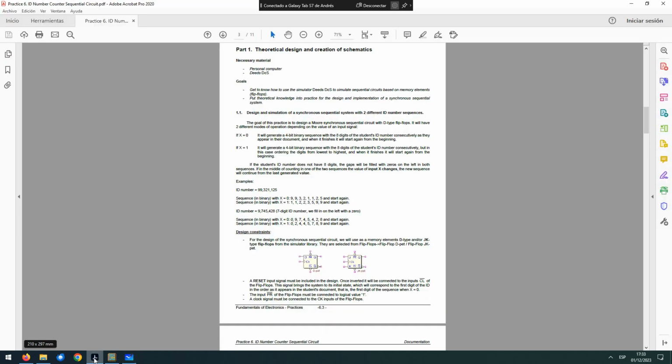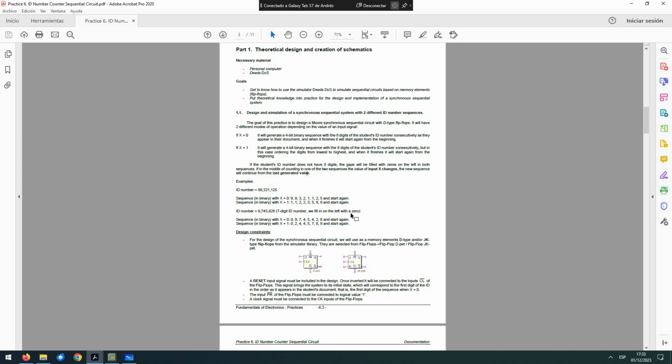So we are going to come back to the practice document. So you have here the output. The output is going to be a BCD number, a binary digit formed by 4 bits. So what happens if your ID number has fewer digits than 8? If your ID number does not have 8 digits, you just fill with zeros at the beginning of the number until you have 8 digits.